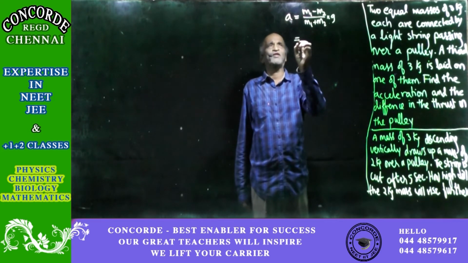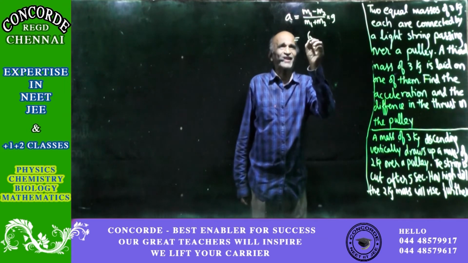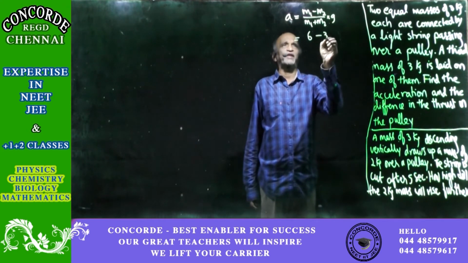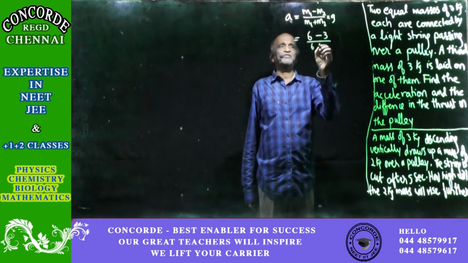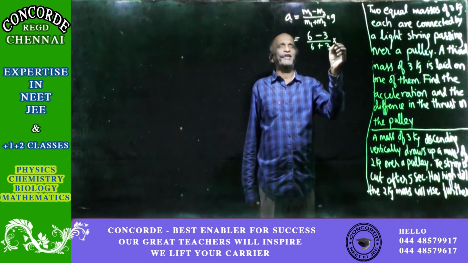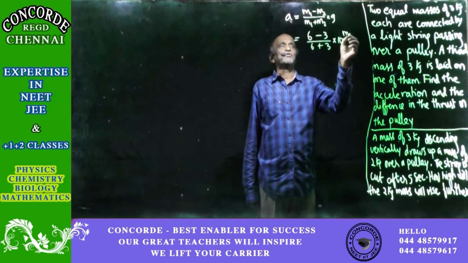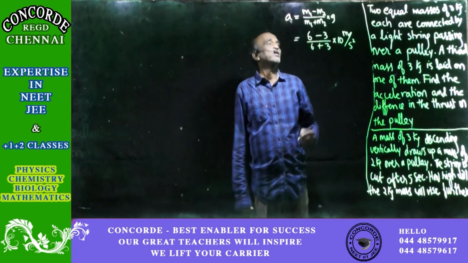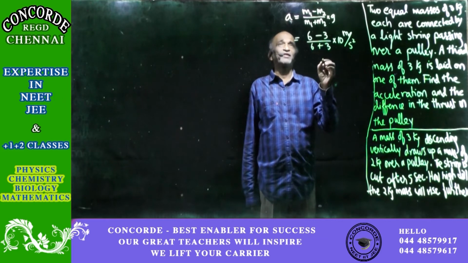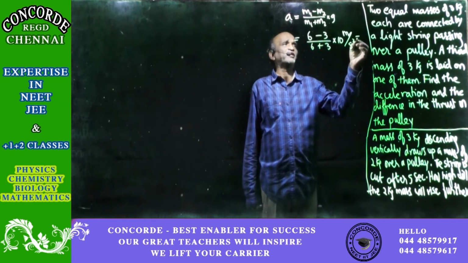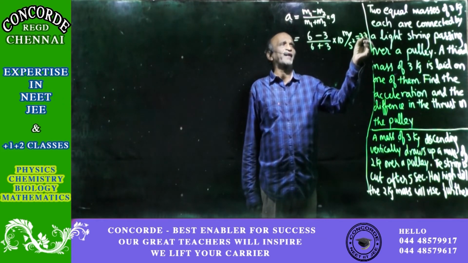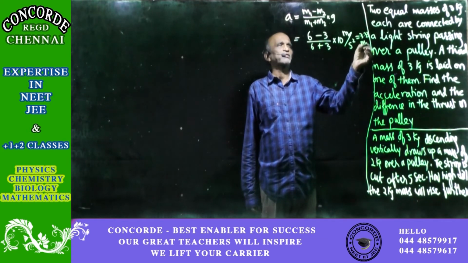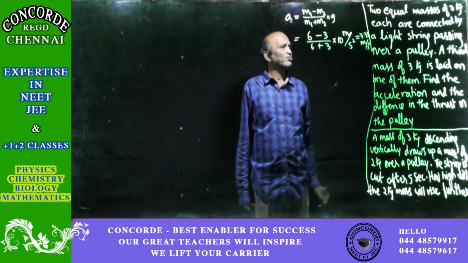So by putting the values, m1 is equal to 3 plus another 3, equal to 6, minus 3. And then it is 6 plus 3, into 10. So that will be equal to so many meters per second square. So this will be g by 3, or 10 by 3. So the acceleration will be equal to 3.33 meters per second square.